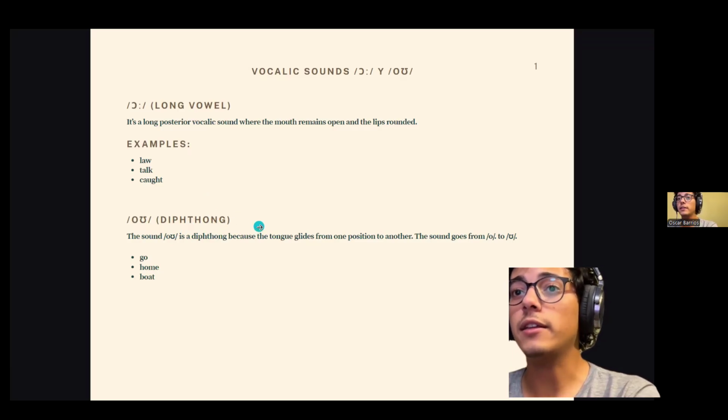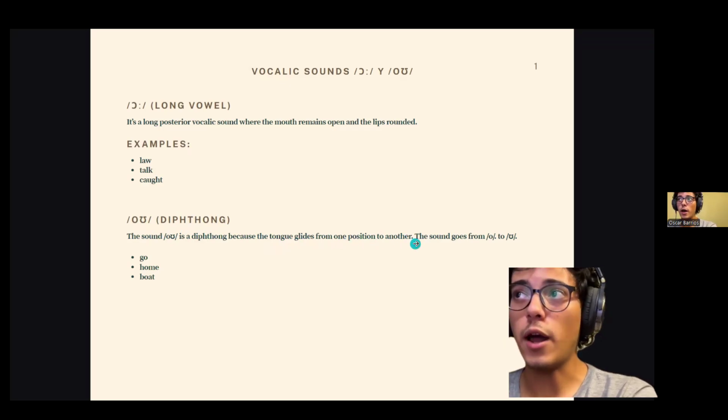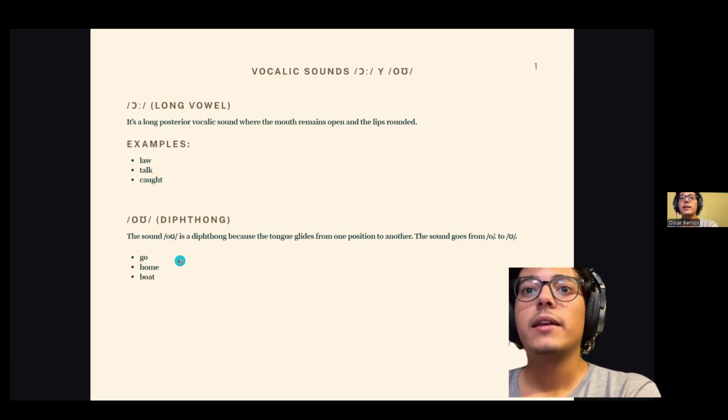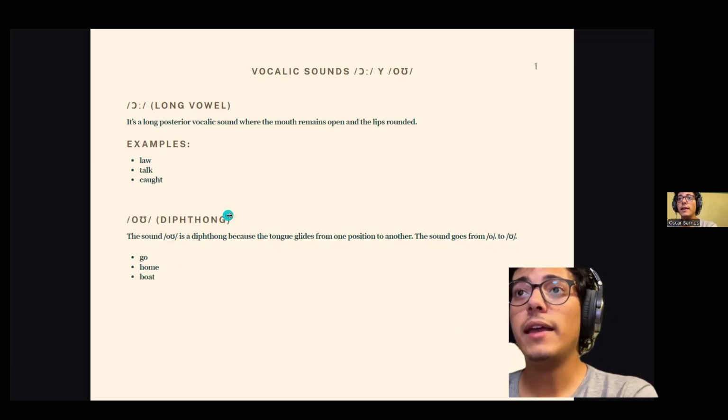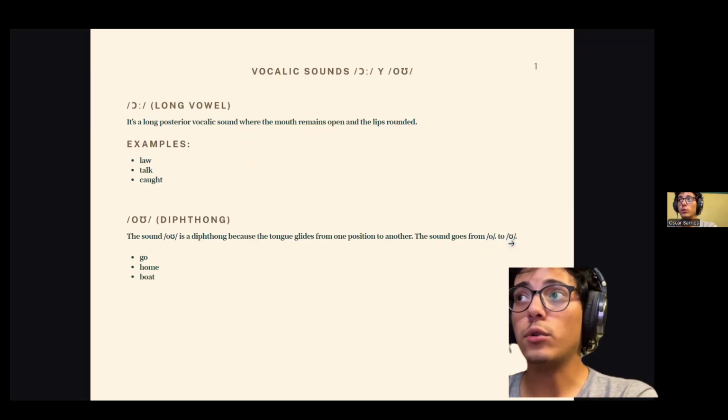Why is that? That is because the tongue glides from one position to another, resulting in the following. The sound itself goes from an O sound to an U sound. So the rule that we're going to start off is the same that we just used for the long vowel sound because of the O sound. But then we transition to the U sound.